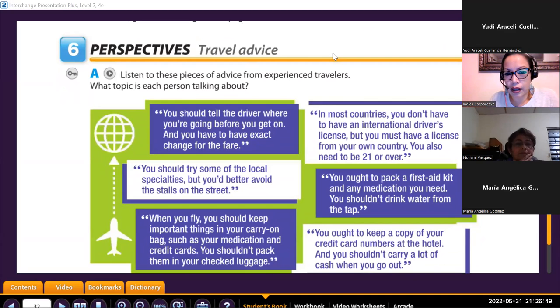So you can listen. Those are six pieces of advice. So you have to write down what is the topic. If they are talking about money, if they are talking about documentation or luggage, what is the topic of each person that is talking?